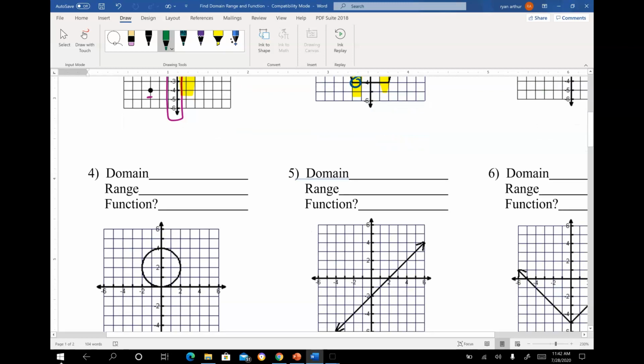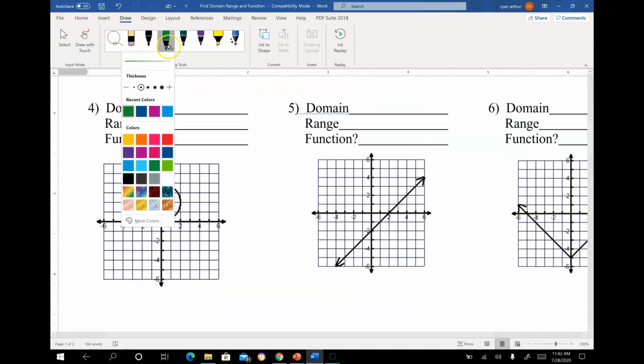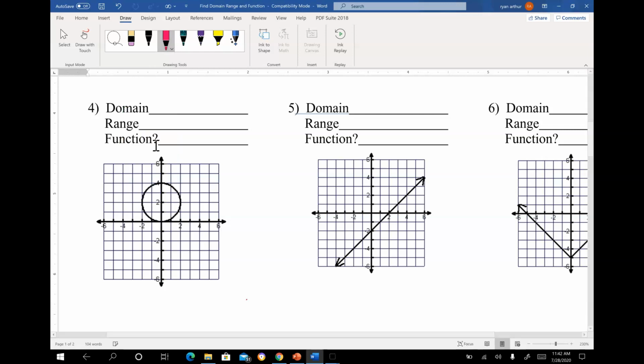All right, number 4. So number 4 is a circle, and we'll get into circles later in Math 3. But right now we're just looking at the graph. So domain, how wide is this function from left to right? Well, looks like it goes as far left as -2 and goes as far right as +2. Now, do you see any open dots? No. If you do not see an open dot, it is an automatic bracket, okay? Or an arrow.